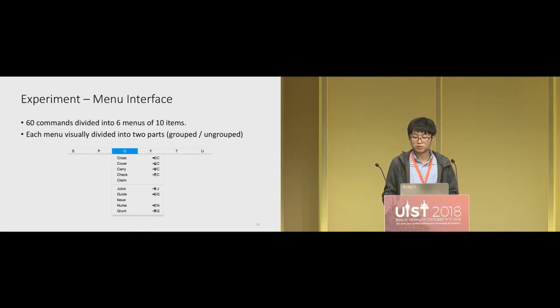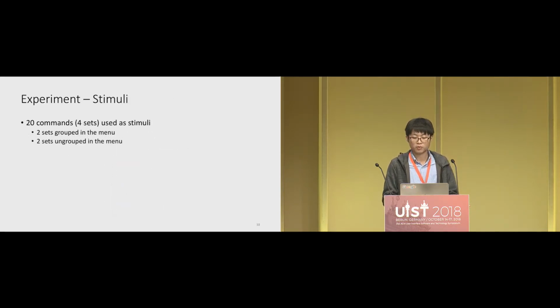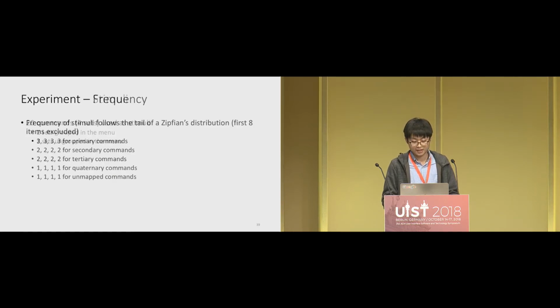The grouped and ungrouped commands here represent the 2 extremes of menu interaction, where users either have well learned the item's location and locate them almost immediately, or take a very long time to search for the menu items. From all 60 commands, we selected only 4 sets of 20 commands as stimuli. 2 sets are grouped in the menu and 2 sets are ungrouped in the menu.